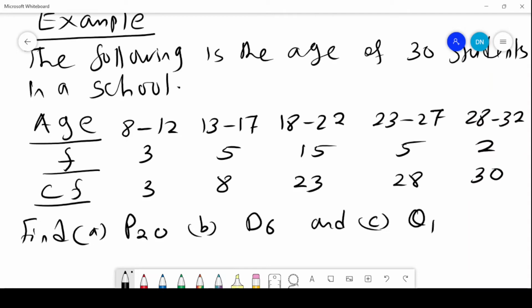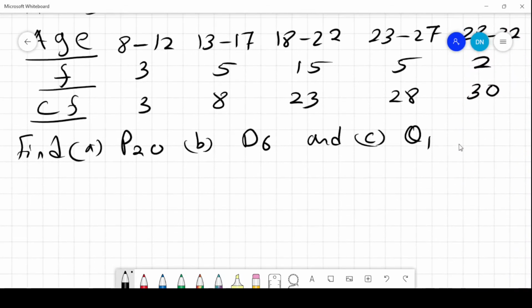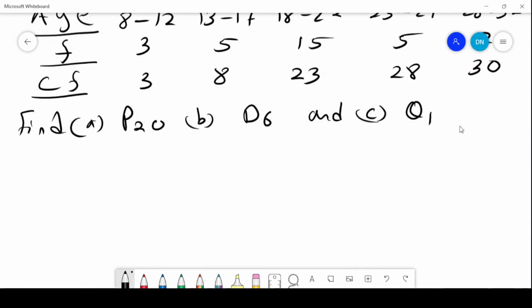So the following is the age of students in a school. We have been given the ages 8 to 12, 13 to 17, 18 to 22, 23 to 27, and 28 to 32 years. And we are given the number of students in each group of age. We are told to find the 20th percentile, the 6th decile, and the first quartile. So that's the process we want to take using that information there.